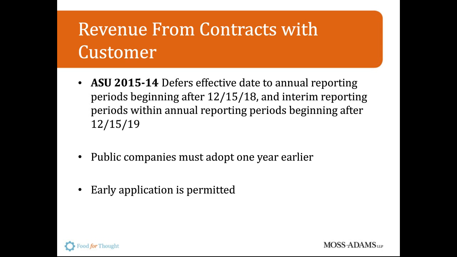And what that additional ASU does is basically defer the effective date of when this new standard is going to be implemented. So for private companies, it'll be effective for periods beginning after December 15th, 2018, and interim reporting periods within annual reporting periods beginning after December 15, 2019. For public companies, they'll be required to adopt it 1 year earlier, but again, it's pushing it out for private companies. And there's always the ability to early adopt. I haven't seen many people that are jumping for joy about early adopting this one, but that's coming up.